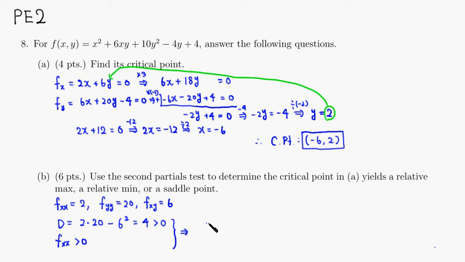So a relative minimum at the critical point (-6, 2). All right, that's it. I hope that this was clear.